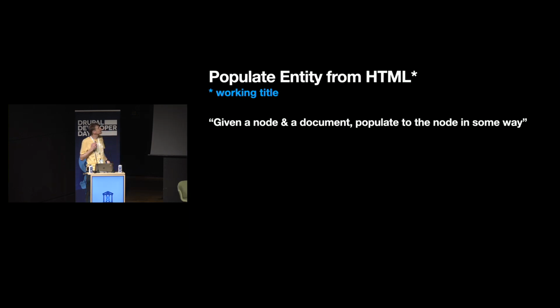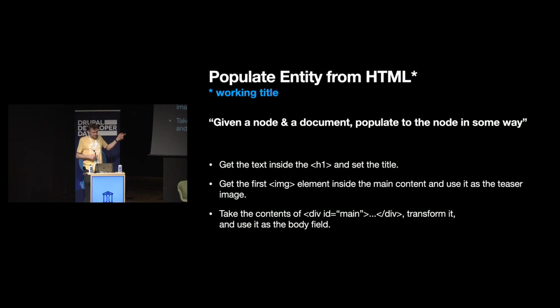Third thing, we wanted a generic way to say, okay, I have a given node and a document, populate the node some way, do something. When those two demos ran, there were a few things going on. One of them was looking for the H1 tag, heading 1, and setting the title. It's actually falling back to the title element in the header. That was used on both examples. The image, we've just been talking about it. It was used on the news example.